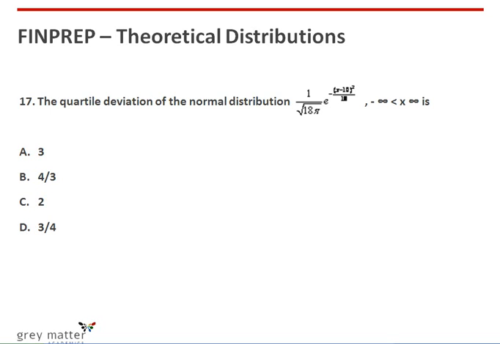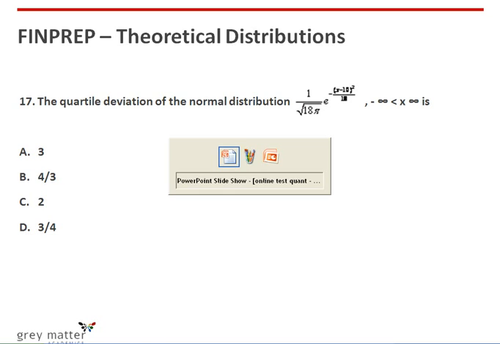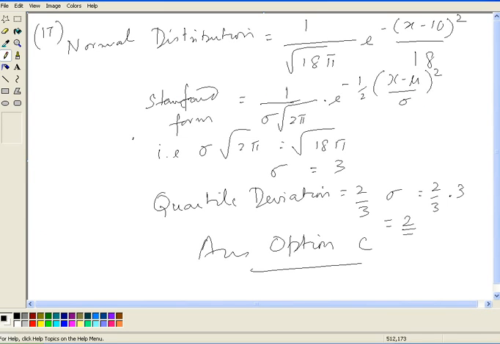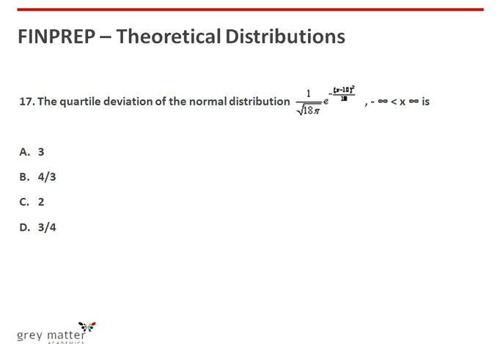17th problem, the quartile deviation of the normal distribution, which is given as follows. Going back to our work area, if you compare the standard form of a normal distribution with the given problem, we get that sigma, that is the standard deviation, is equal to 3. Now quartile deviation, we know it is 2 by 3 of sigma. Now sigma is 3, means quartile deviation works out to be 2 by 3 of 3, which is 2. So the option is C. Going to our PowerPoint presentation, it is option C, which says 2.